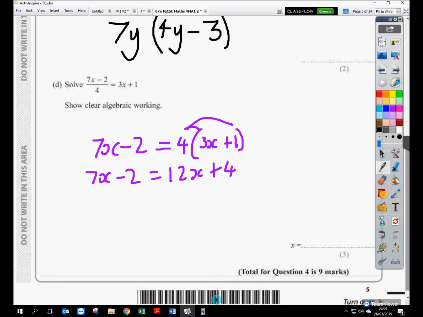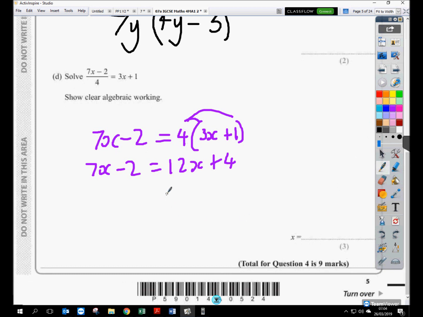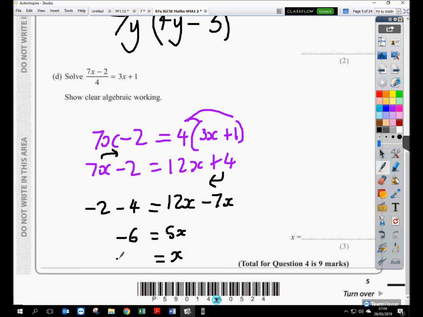I have a double swap situation now. X's on both sides. You always deal with the least amount of x's. So let's shift 7x to the left and the numbers to the right. So we have 12x minus 7x, and on the left hand side we have a negative 2 and a negative 4, negative 6, 5x on the right. Okay, we want x on its own, so divide by 5. This is what you end up with. Now either you can leave it like this, or you can type it in the calculator. I always prefer the fraction, so just leave it like that.